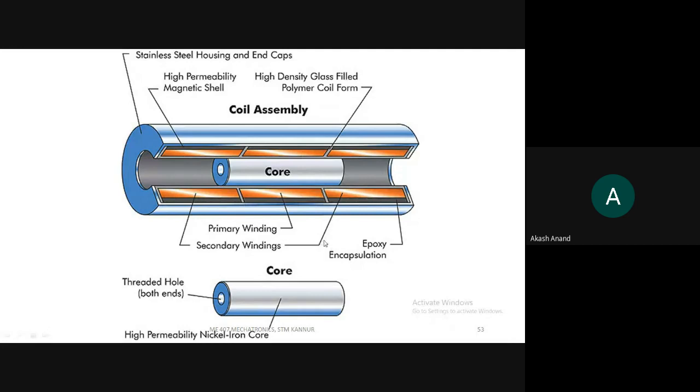two secondary coils with an equal number of turns and the same material are wound equidistantly, at equal distance, and these two secondary windings are connected in series. I think it is clear to you. So these two secondary windings are connected in series. Only these two secondary windings are connected in series.